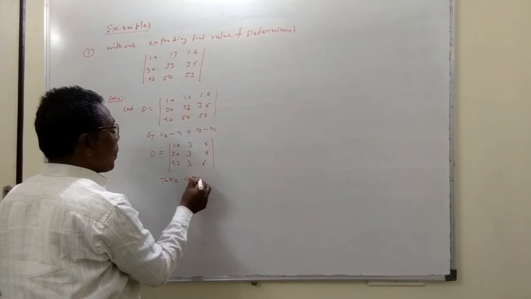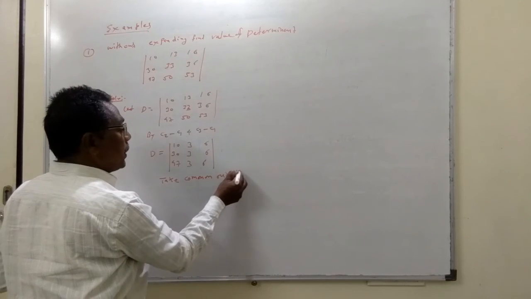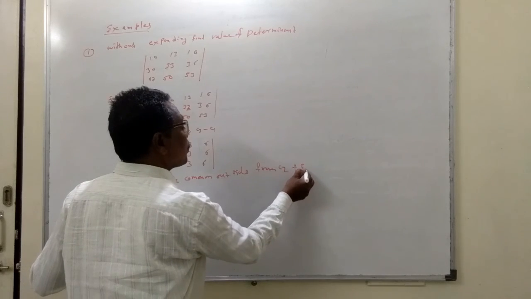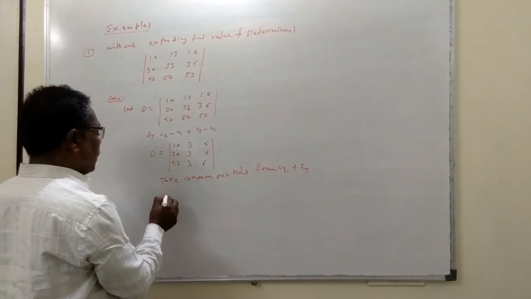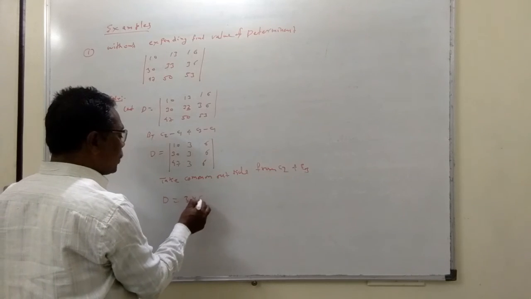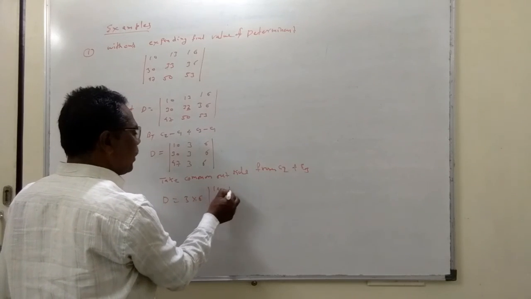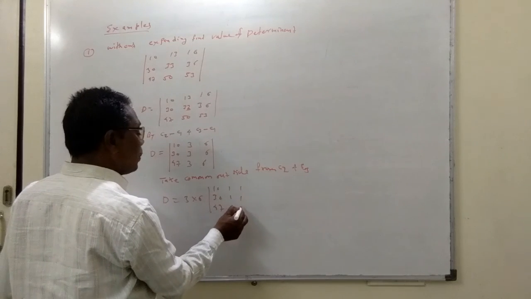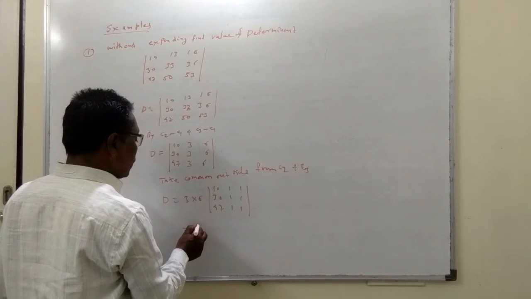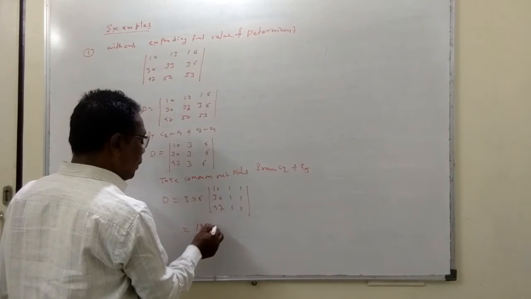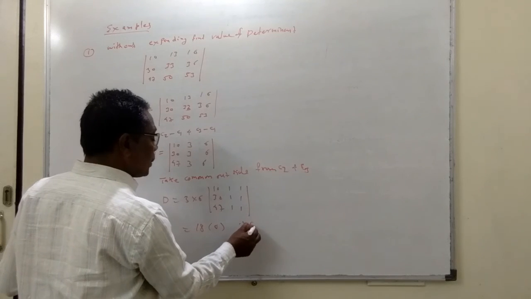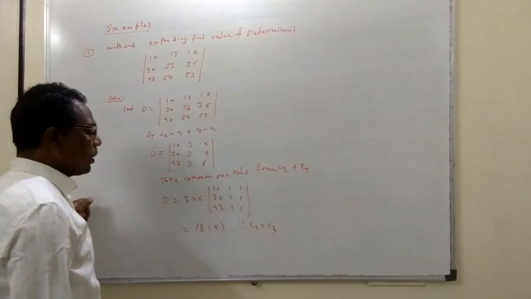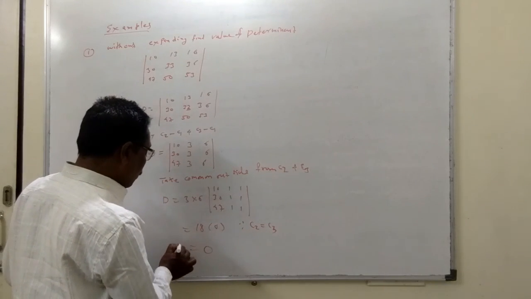Now we will take common outside from C2 and C3. So D is equal to 3 into 6 into determinant 10, 1, 1, 30, 1, 1, 47, 1, 1. So that is equal to 18 times this determinant. Now the value of this determinant is 0. Why? Because C2 is equal to C3. So you know the property: if any two rows or any two columns are identical, the value is 0. So that is equal to 0.